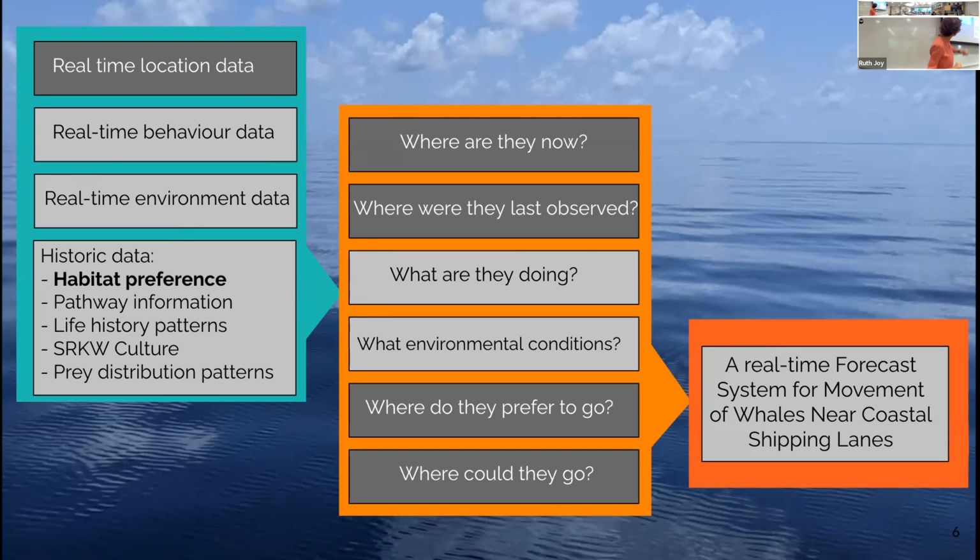So, data we've used so far: real-time location data. This is reported through citizen scientists who report it through the Whale Report Alert System, the RAS. There's other data we could use, real-time behavioral data. Do they seem to be hunting? Are they traveling? Directional information might come out of that. Real-time environmental data, this oceanographic data, currents, tides, that kind of thing. We've used habitat preference, but pathway information like history patterns, those kinds of data are available through archives.